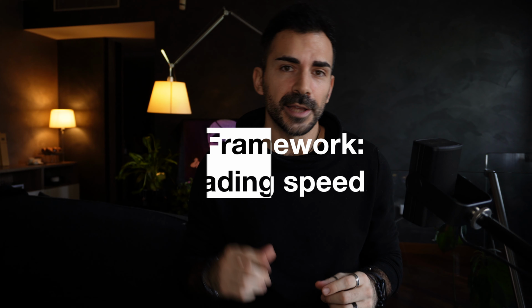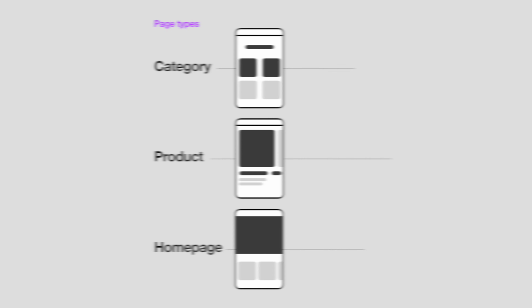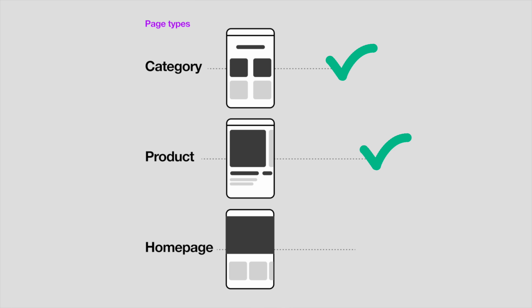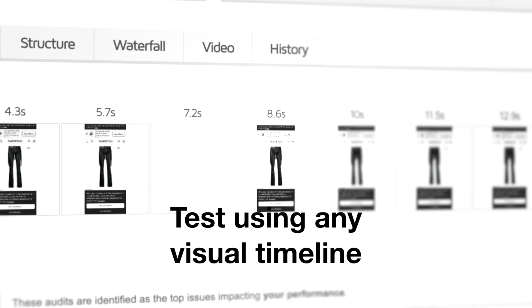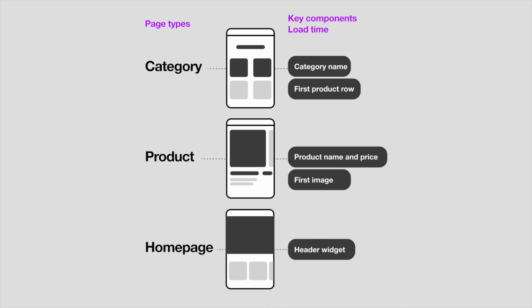Let's see the framework recipe for testing loading speed. Let's start by testing each kind of page: category page, product page, and static page, like the home page, for example. Then we use any kind of tool that provides a visual timeline to test and check a single metric: the key components load time. This simply means that we test a category page and check on the timeline when the category name and the first row of products are loaded. Same for the product page, where we check when the product name, the price and the first image appear, and so on. Let's go read one timeline together.